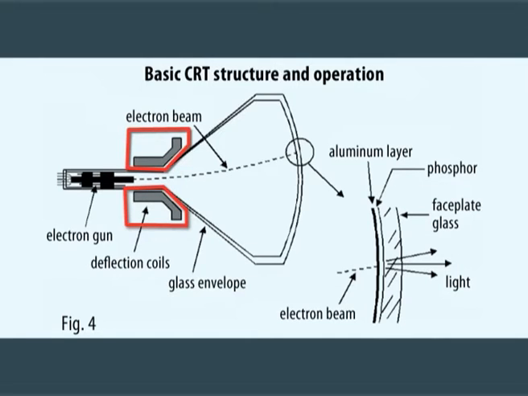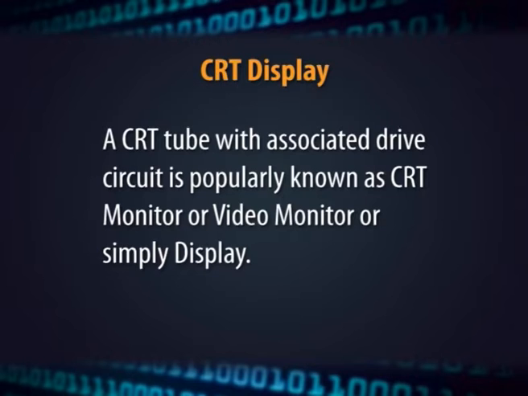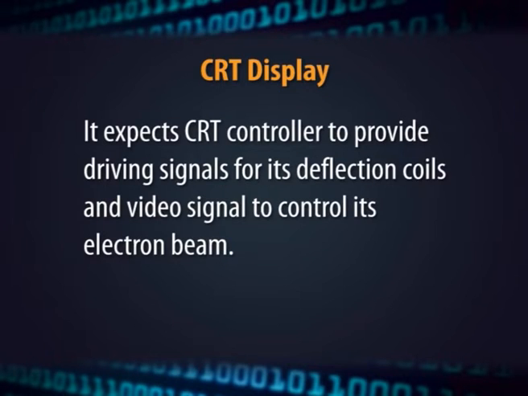A pair of deflection coils moves the electron beam horizontally and vertically using magnetic field. A CRT tube with associated drive circuit is popularly known as CRT monitor or video monitor or simply display. It expects CRT controller to provide driving signals for its deflection coils and video signal to control its electron beam.